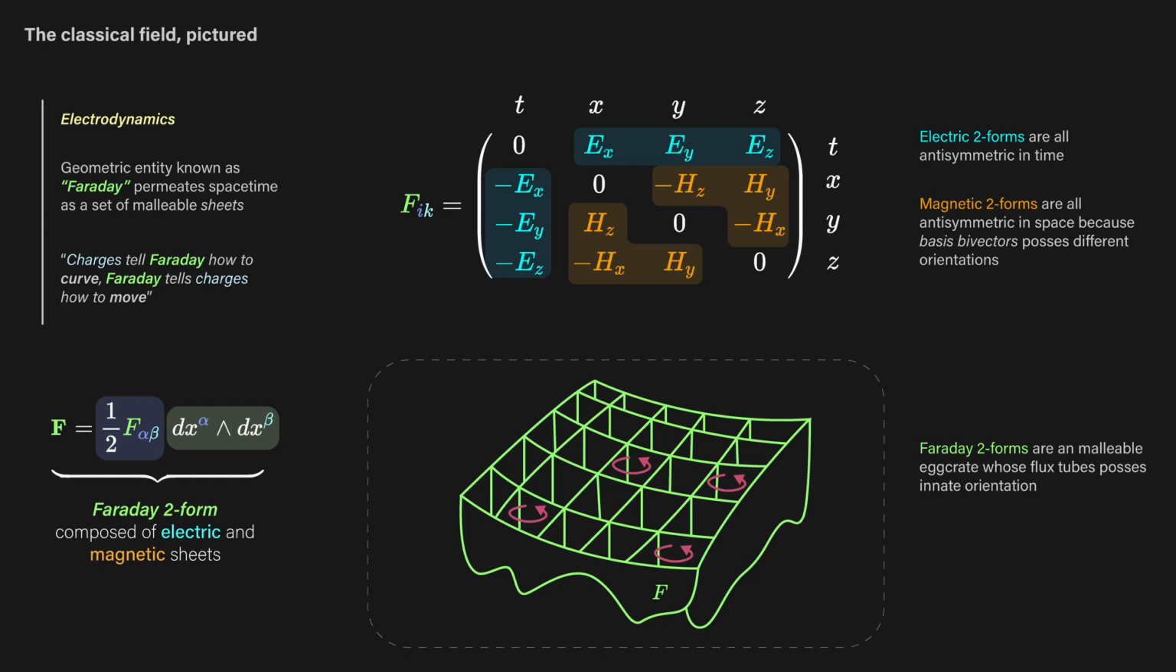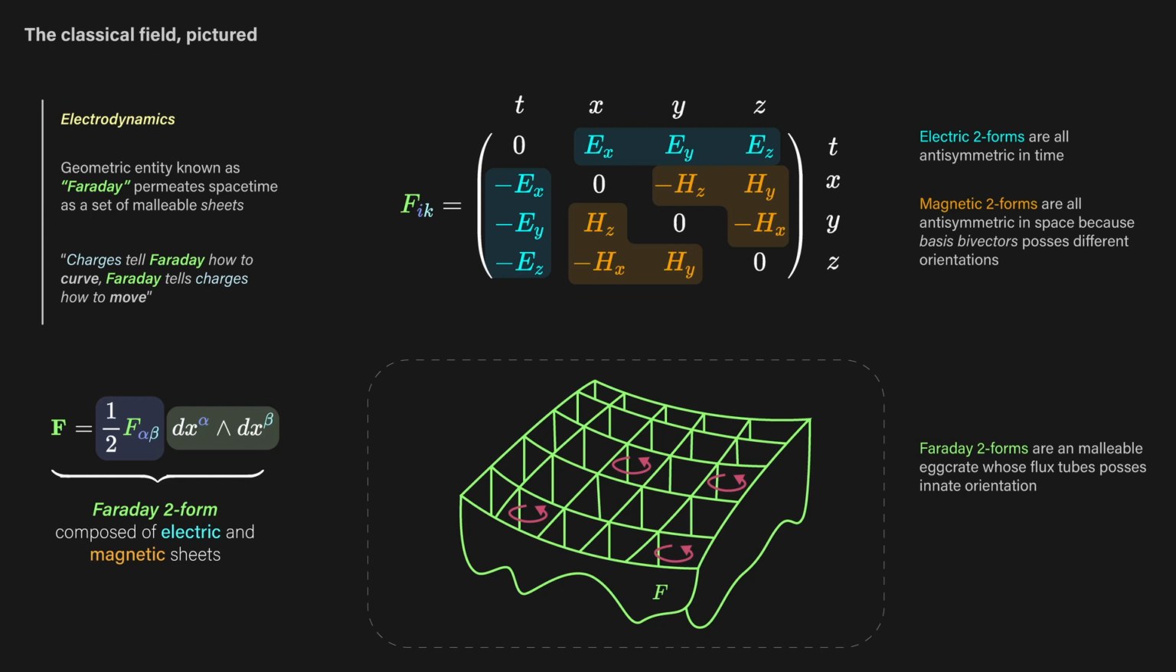And then we also have the same exact thing for the magnetic two-forms, or the magnetic bivectors, where they are all antisymmetric in space because they possess different orientations, but we end up with exactly the same thing. So the electromagnetic field is decomposed into 2 sections. It's composed of a purely spatial section, which is the magnetic field, and a spatial-temporal section, which is the electric field. And there is a general rule which mirrors that of Einstein's general relativity, which is that charges tell Faraday how to curve, and Faraday tells charges how to move, and those are the equations of motion associated to the electromagnetic field. I'll talk about this a little further on.